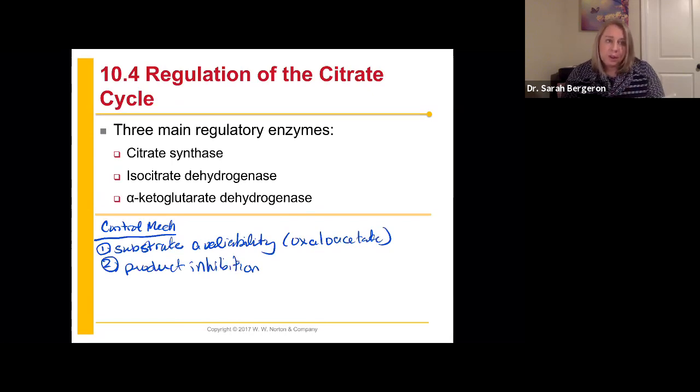So citrate will inhibit citrate synthase. That's the first step, right? Don't you want a control mechanism where you can stop the cycle at the very beginning so that the cell is not wasting resources making something that it doesn't need? Hey, that's great. So citrate inhibits citrate synthase.